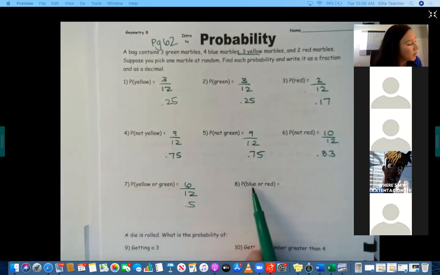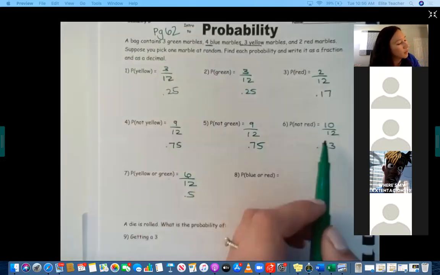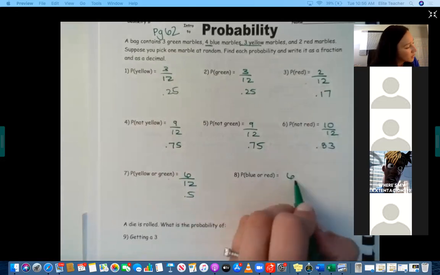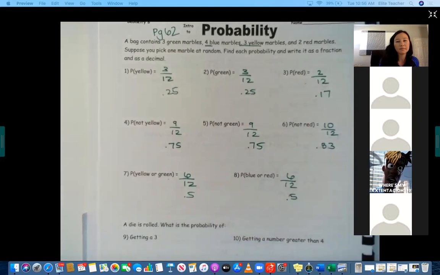And then the probability of picking blue or red. So red, we already said there were two. And blue, there are four. So two and four, then that means there are six that are blue or red. So it'd be 6 out of 12, which is also 0.5.